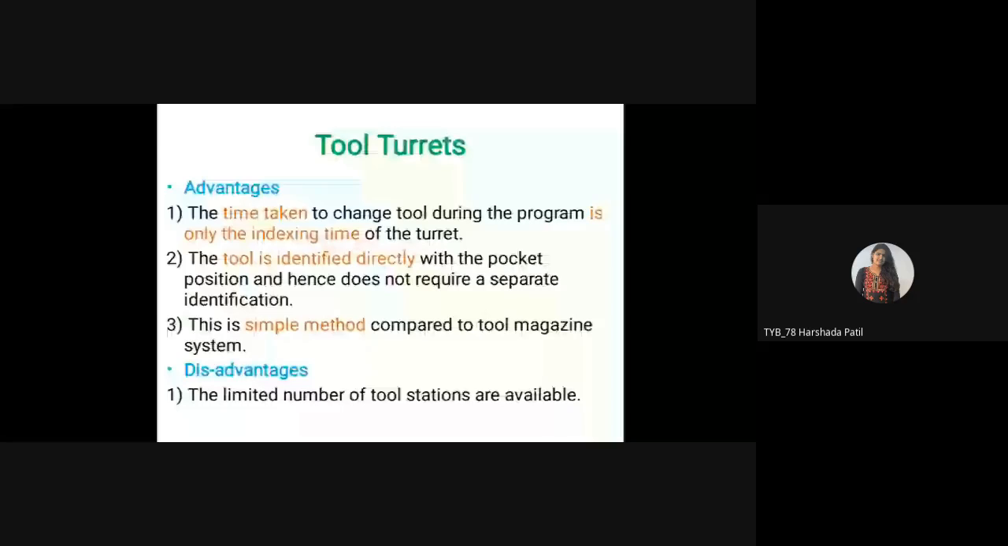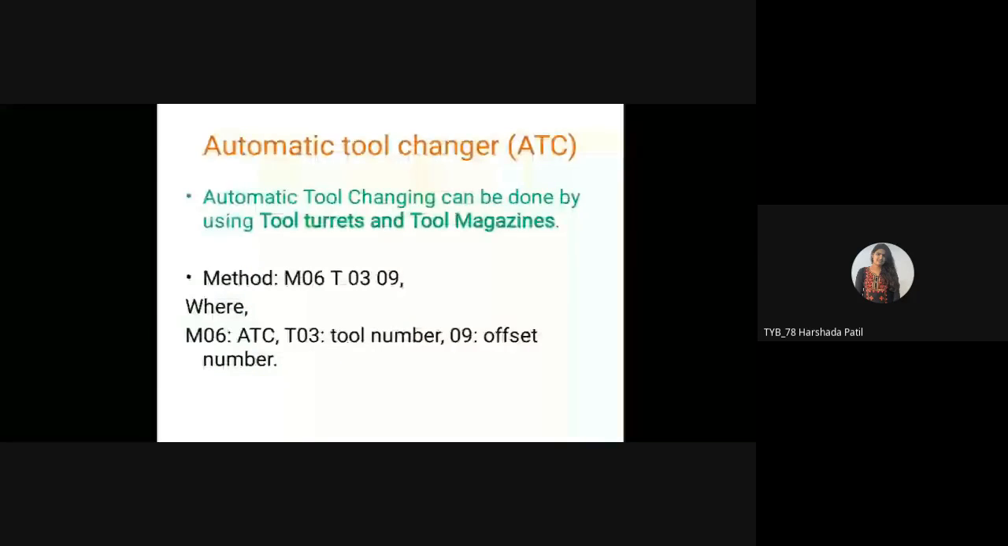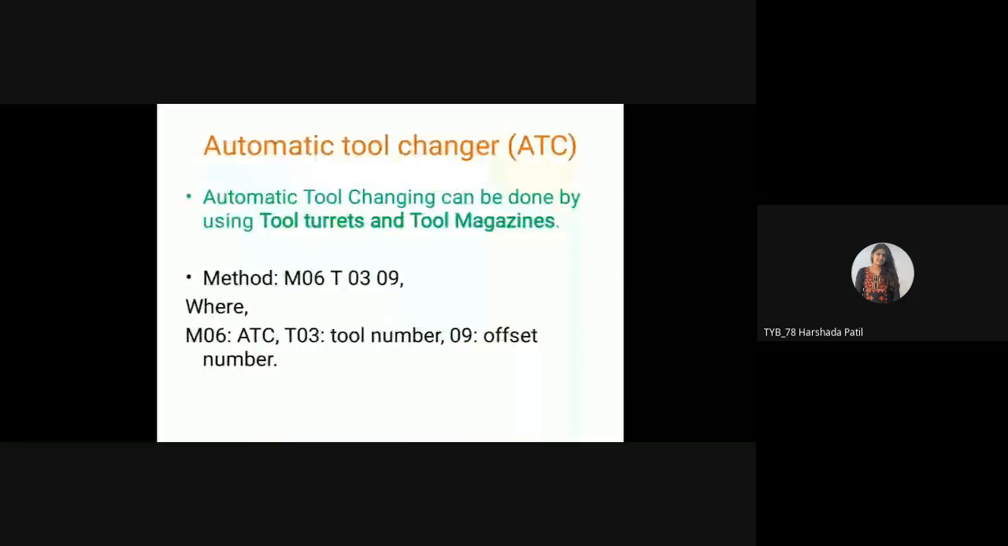Next, ATC, the automatic tool changer, is just one of the devices for changing the setup of the tool. One example is M06 T03, where M06 is the tool change command. T03 is a tool number setting for the particular operation like drilling, milling, boring. 09 is the offset, meaning the distance from the tool position to the workpiece position.